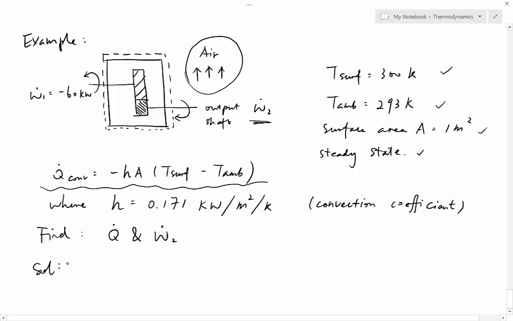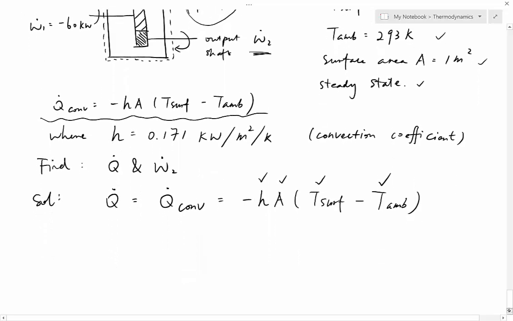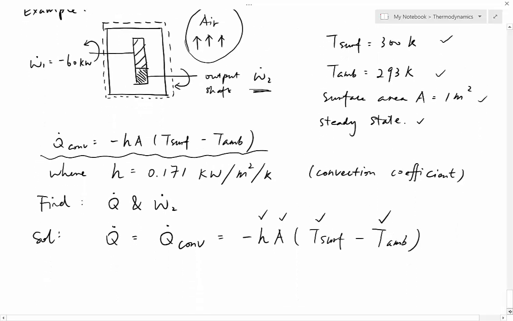Okay, let's start from heat transfer, Q dot. For this system, Q dot is the total heat transfer, and the only heat transfer we have is convection. So Q dot is equal to Q dot convection. And then we follow this equation, negative HA (T surface minus T ambient). We do have surface temperature, ambient temperature, surface area, and we also have convection heat transfer coefficient H. We have everything in the right hand side. So Q dot is really straightforward. We're just plugging everything in the right hand side.